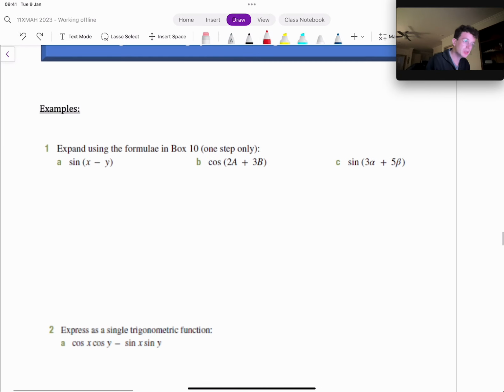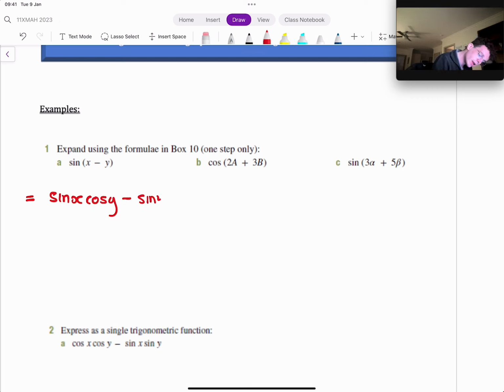Okay. So we can use these formulas to expand trig functions. So sine of x minus y, remember, social sine, same sign. So my sine of x is hanging out with my cos of y, same sign, minus sine of y cos of x.